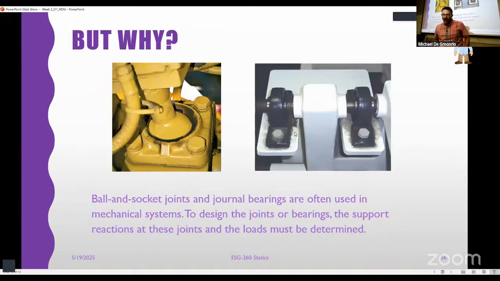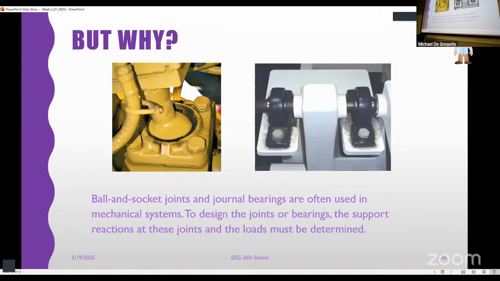Okay, this is different now. Why is it different? Because we're going to talk about three-dimensional free body diagrams and three-dimensional connections. And that's sometimes super fun. So we've got ball and socket joints and journal bearings that are often used in mechanical systems. Ball and socket joints are used in the human body quite a bit for your hip and your shoulder. Those are fun, super fun.